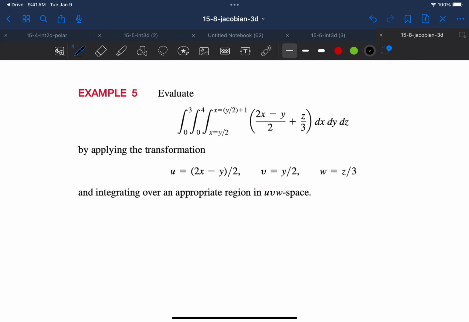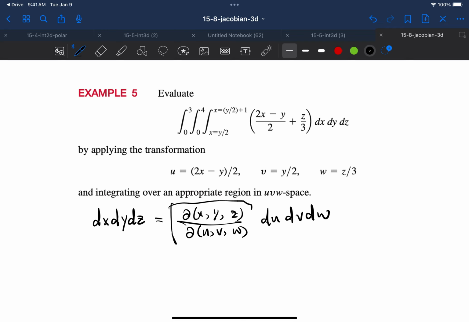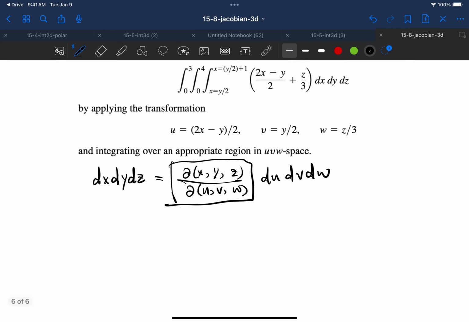So the first thing we want to figure out is, after this, we want dx, dy, dz to be replaced by the Jacobian of this form and du, dv, dw. And what is this? This part is just the determinant of a 3 by 3 matrix. This is xu, xv, xw, yu, yv, yw, and zu, zv, zw.